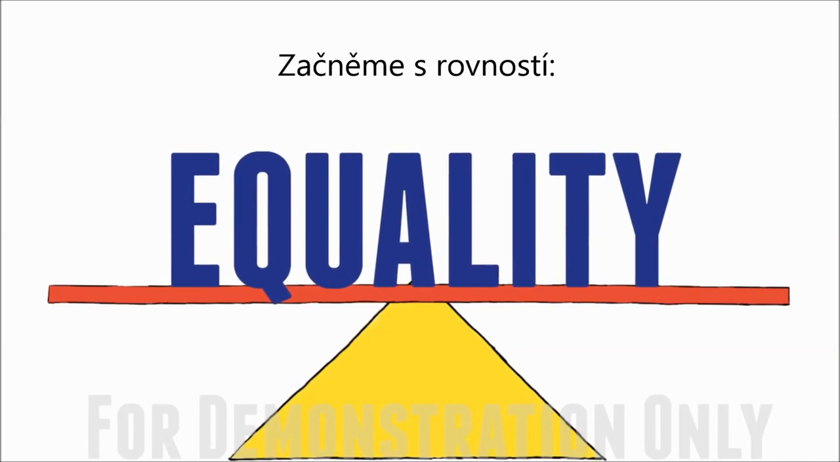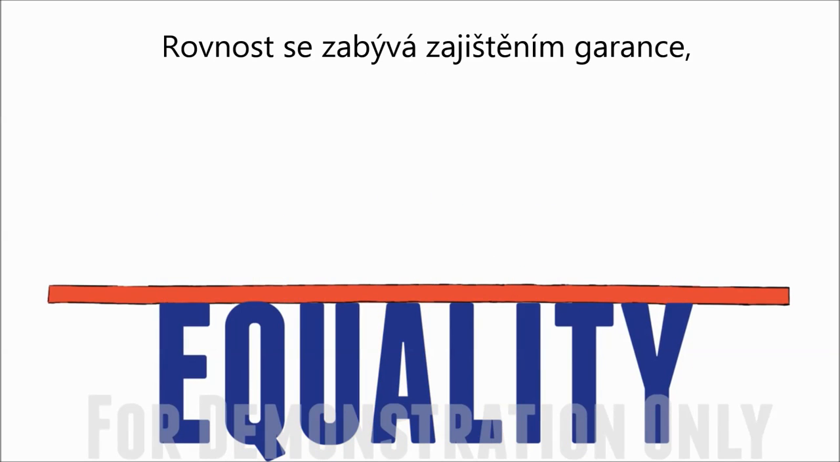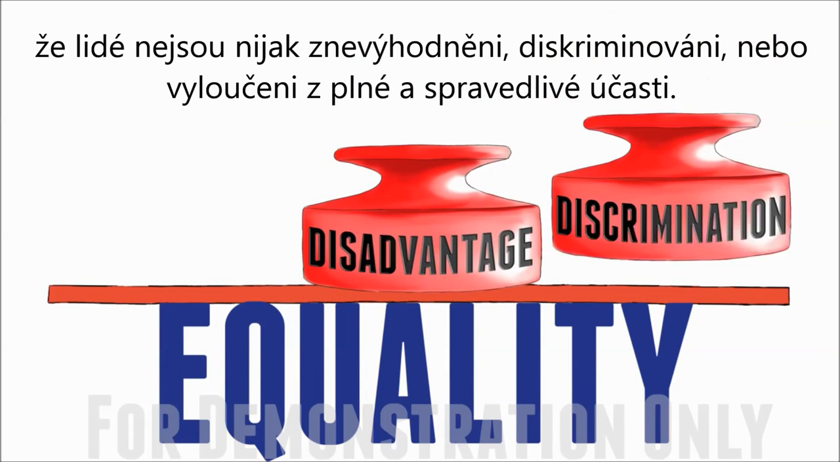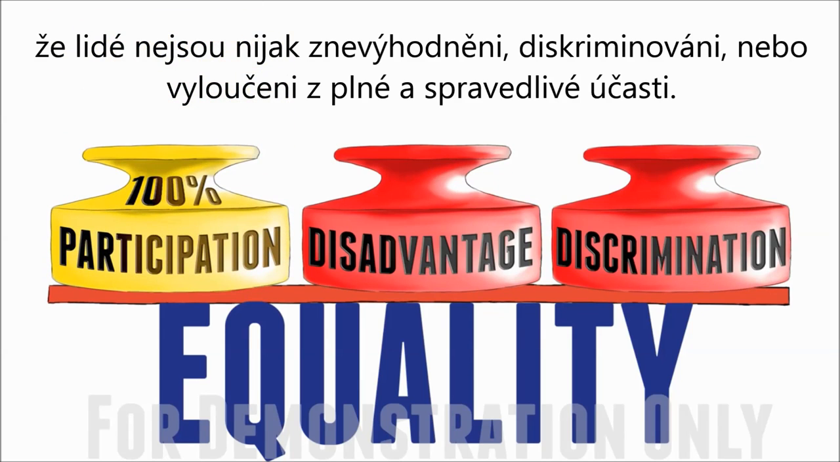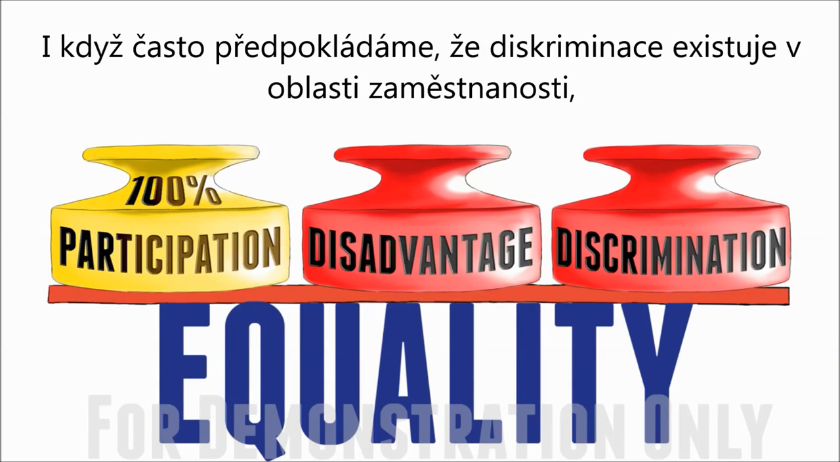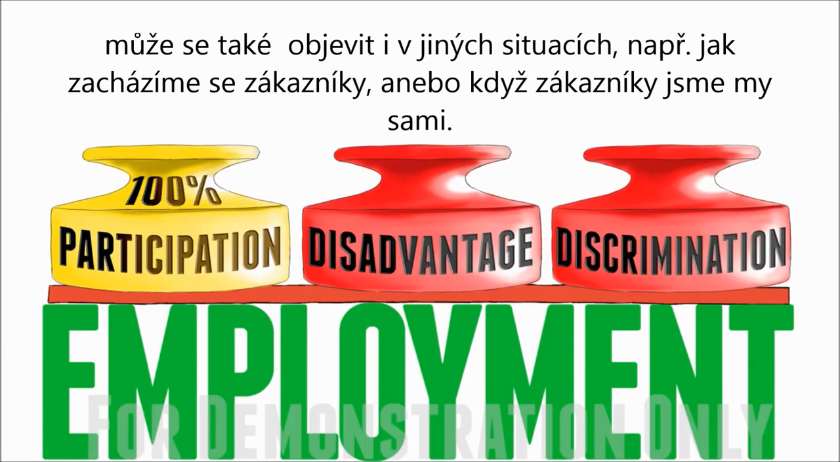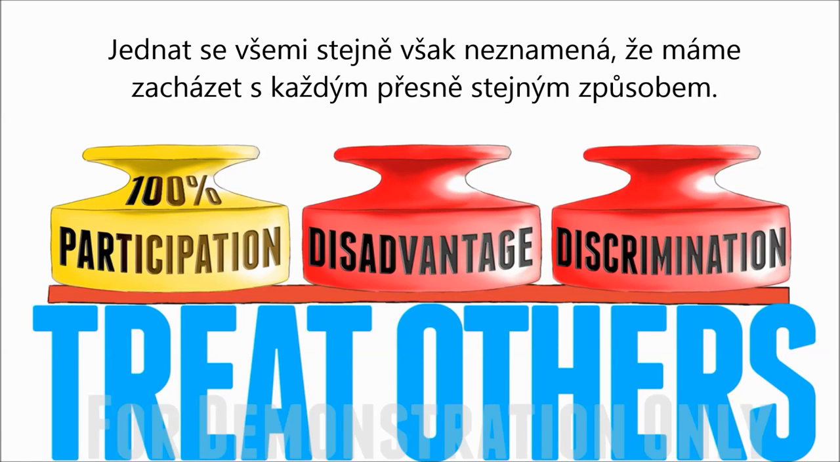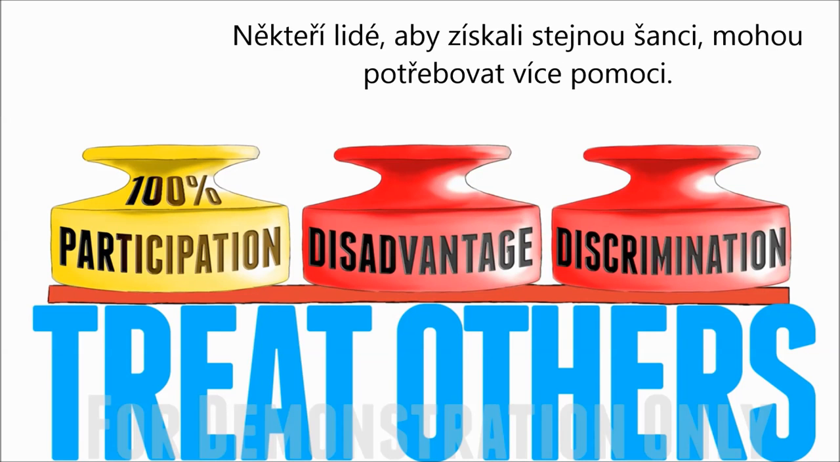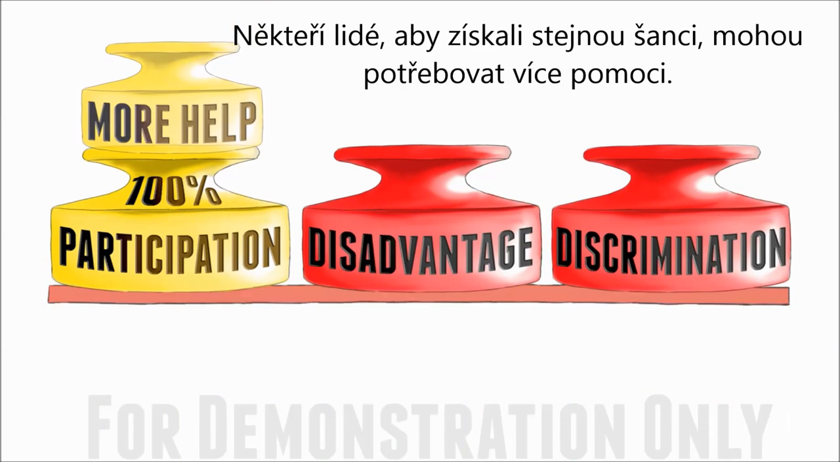Let's start with equality. Equality is about making sure people aren't disadvantaged, discriminated against, or excluded from full and fair participation. Although we often think of discrimination in terms of employment, it also concerns how we are treated when we are customers and the way we treat others. But treating everyone equally doesn't necessarily mean treating everyone in exactly the same way. Some people might need more help to get the same chances.